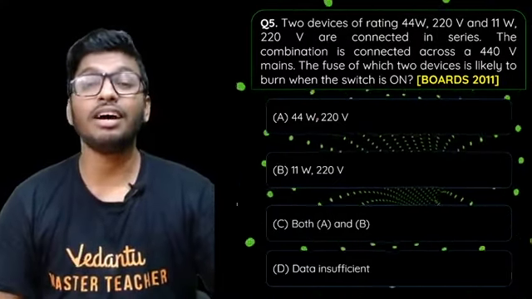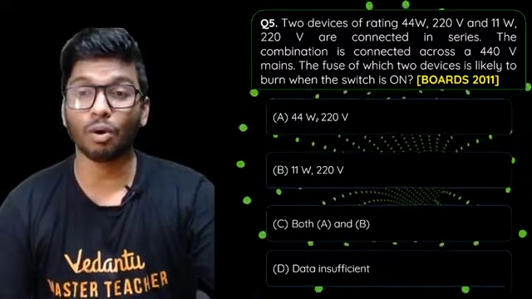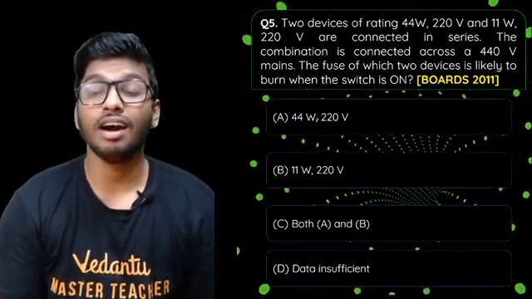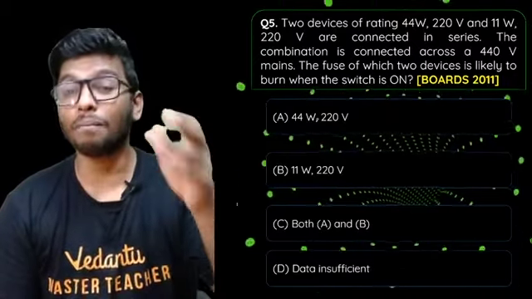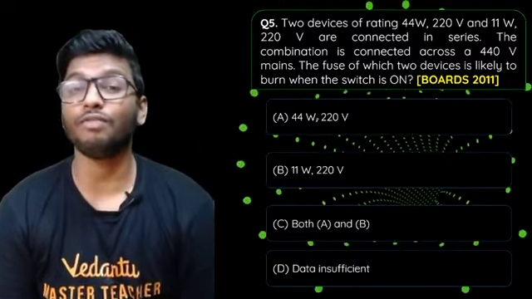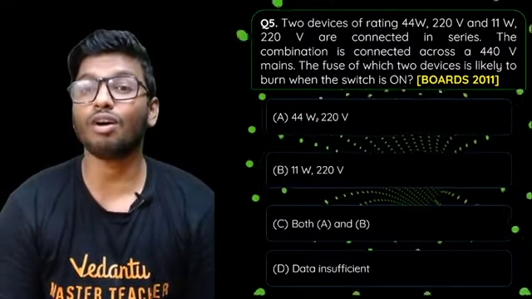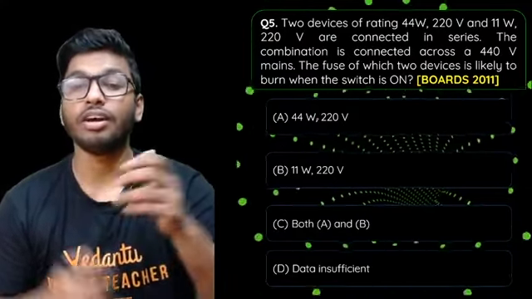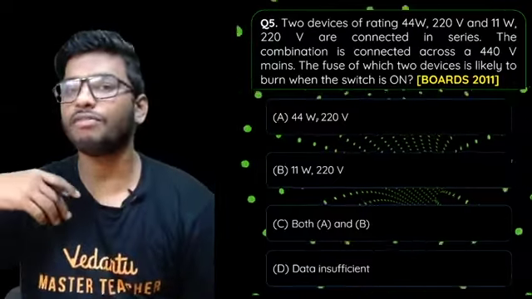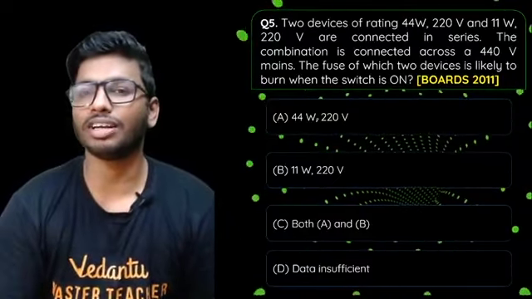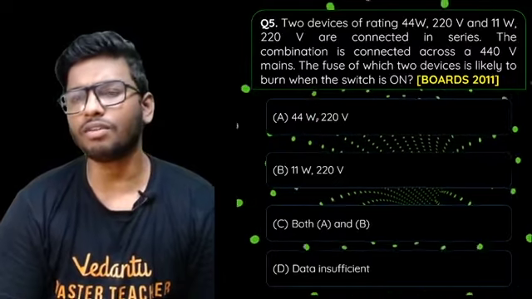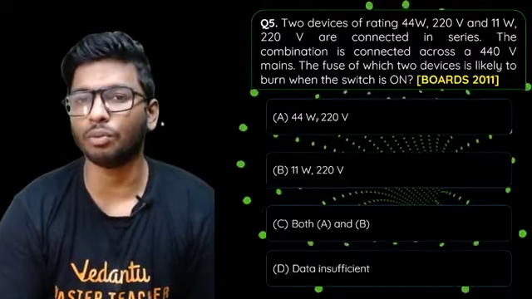All right, guys. Moving on to the fifth question. Here's the last question, which was asked in your 2011 board exams. The question goes like this: two devices of rating 44 watts, 220 volts and 11 watts, 220 volts are connected in series. The combination is connected across a 440 volt mains. Which of the two devices is likely to fuse when the switch is on? So you're supposed to find out which one would burn first.